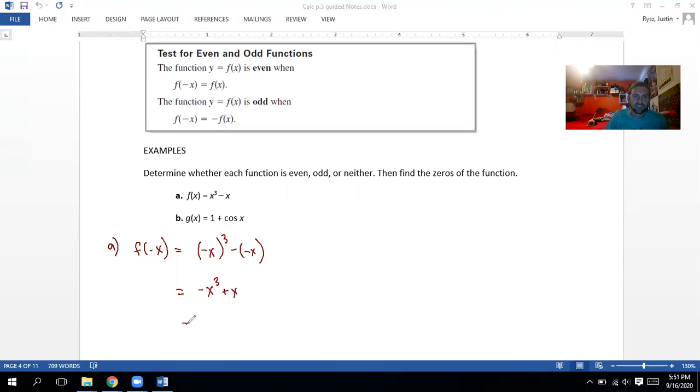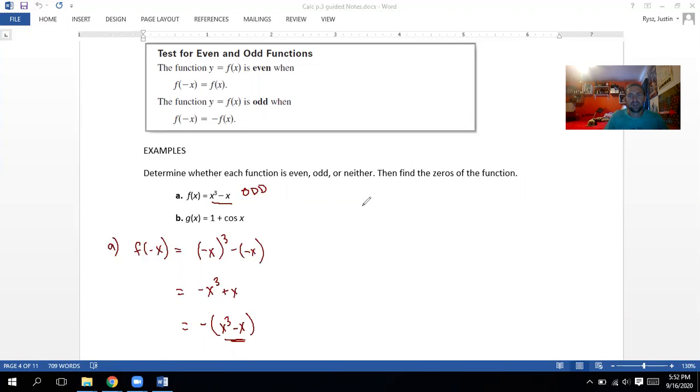Now potentially is this odd? If I factor out a negative, so this would become a positive x cubed and then a minus x, we do have a negative, and that is the original function, right? That is f of x right there. So this is an odd function. Now there is a chance that it's neither. In fact, a lot of functions are neither. They're neither even nor odd.